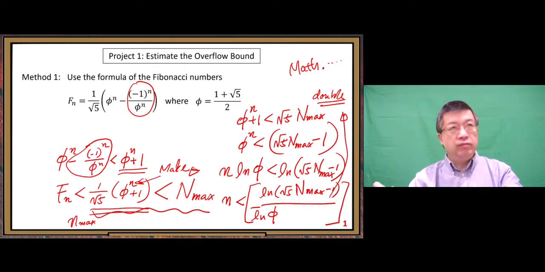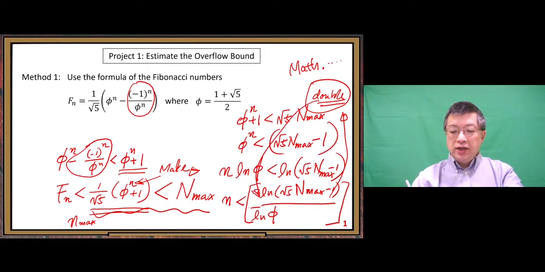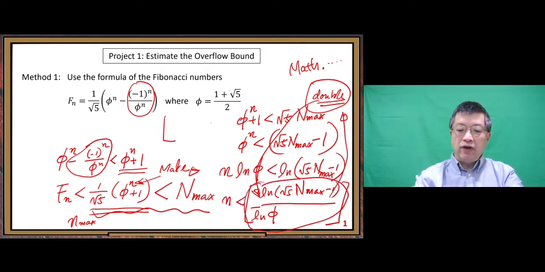Much higher. So you don't need to worry about overflow for the double range, because when you do the calculation, you use double. But after you get this expression, it will not be an integer. You just take the floor function to get that largest integer.